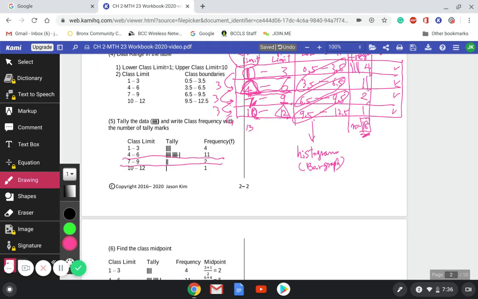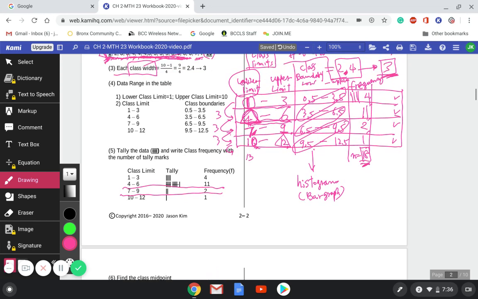And now we find a midpoint. So midpoint is usually the representation of that particular class. So you add 1 and 3 and divide by 2. So 1 plus 3 divided by 2 is 4 over 2. So your class midpoint is 2. So 2 becomes a representation of this particular class, which is average, or sometimes we call midpoint.